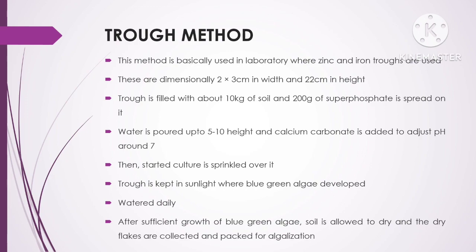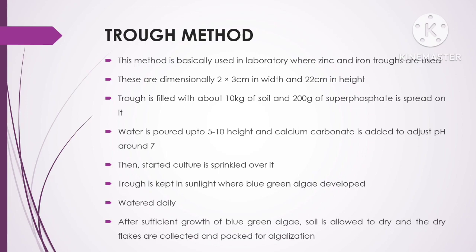This method is basically used in laboratories, where zinc and iron troughs are used. They are dimensionally 2 by 3 feet in width and 22 cm in height. The trough is filled with about 10 kg of soil and 200 gram of superphosphate is spread on it. Water is poured up to 5 to 10 cm height and calcium carbonate is added to adjust pH to around 7. Then starter culture is sprinkled over it.